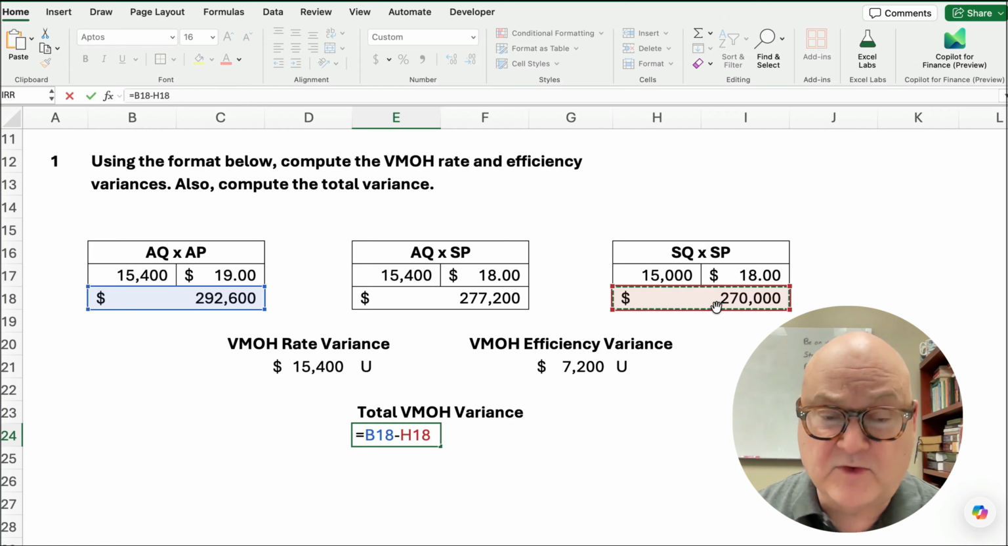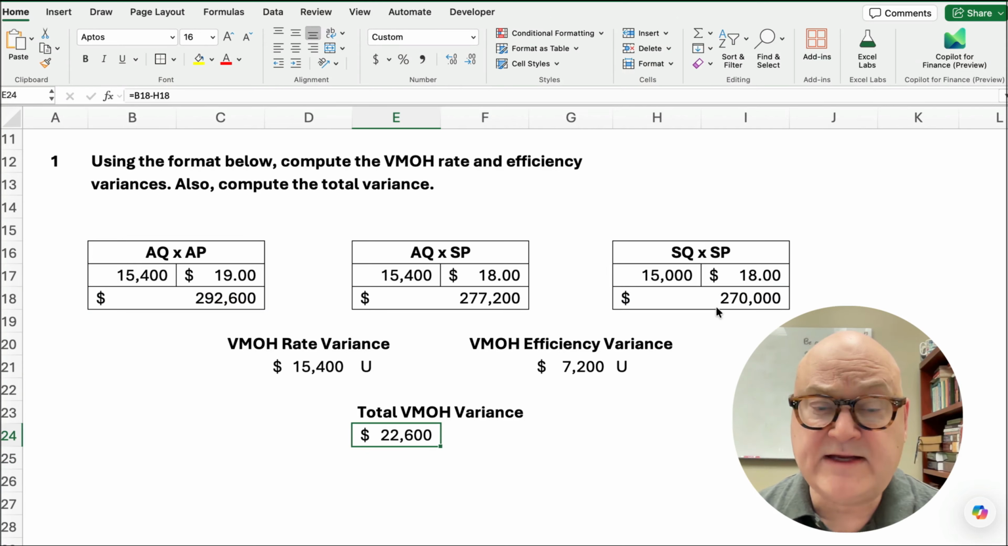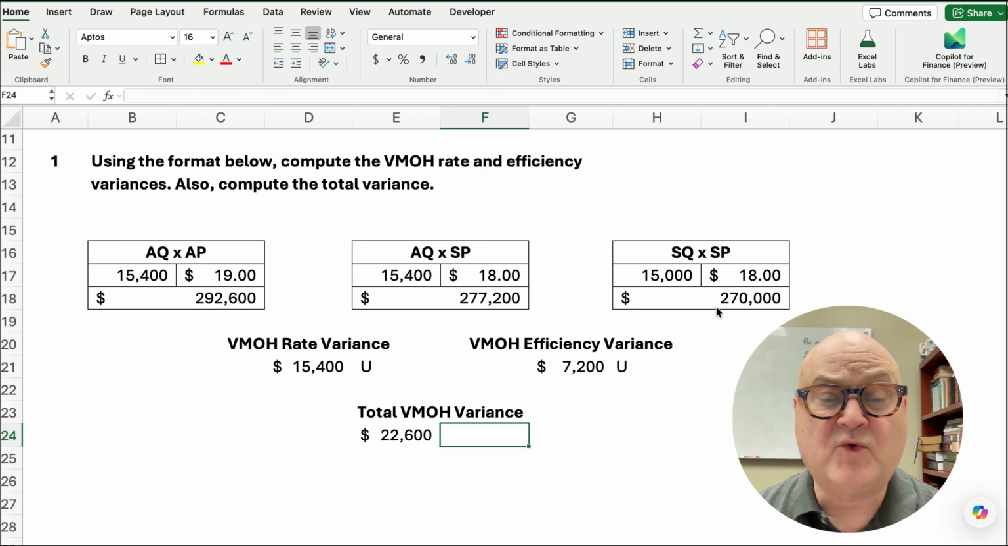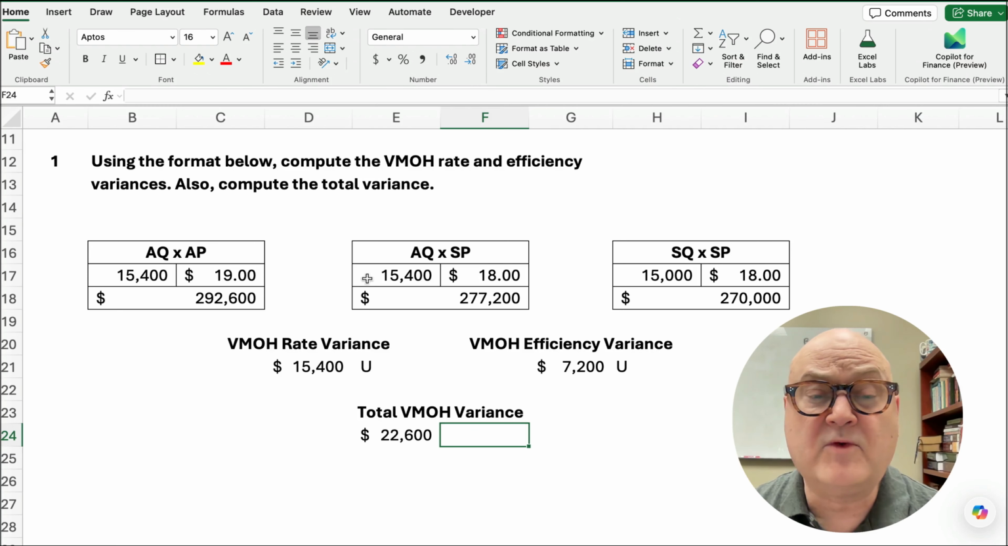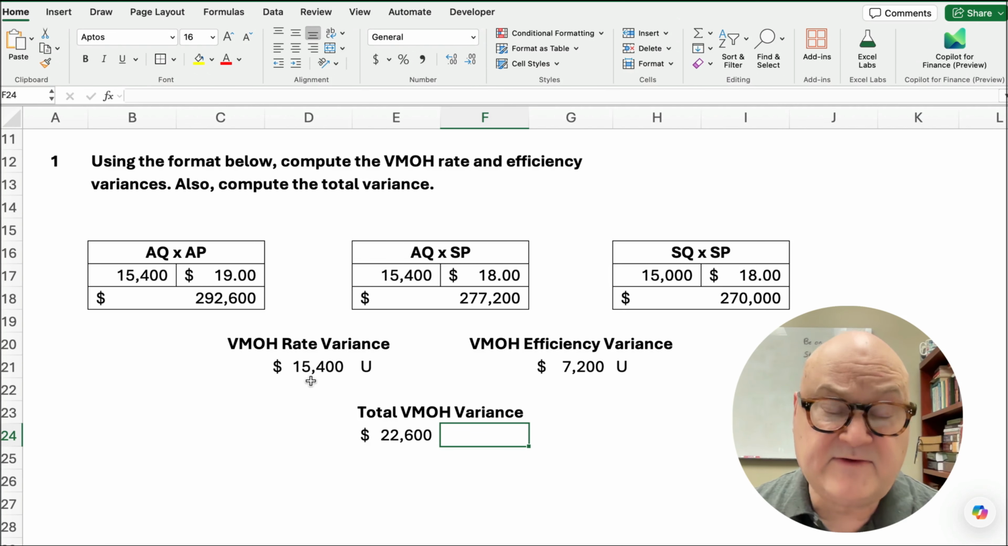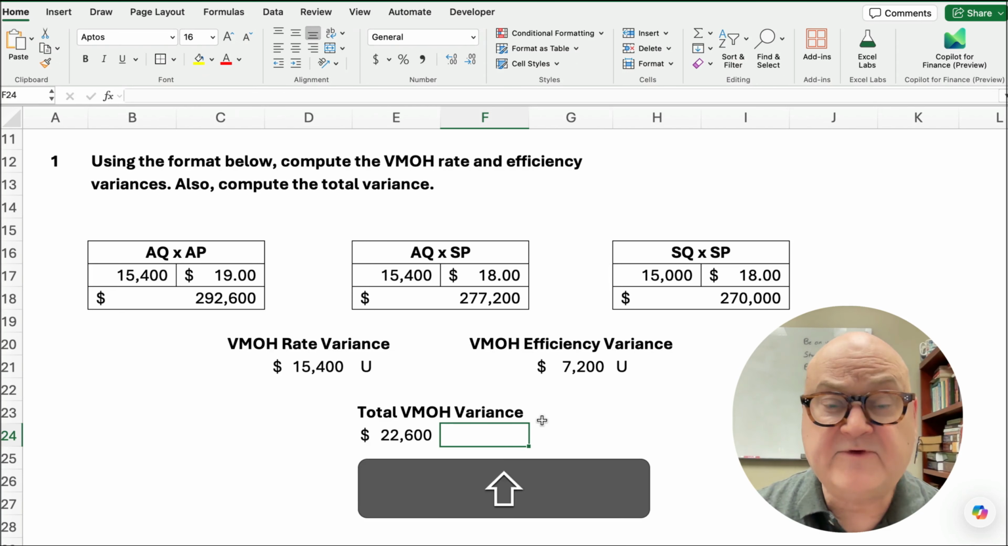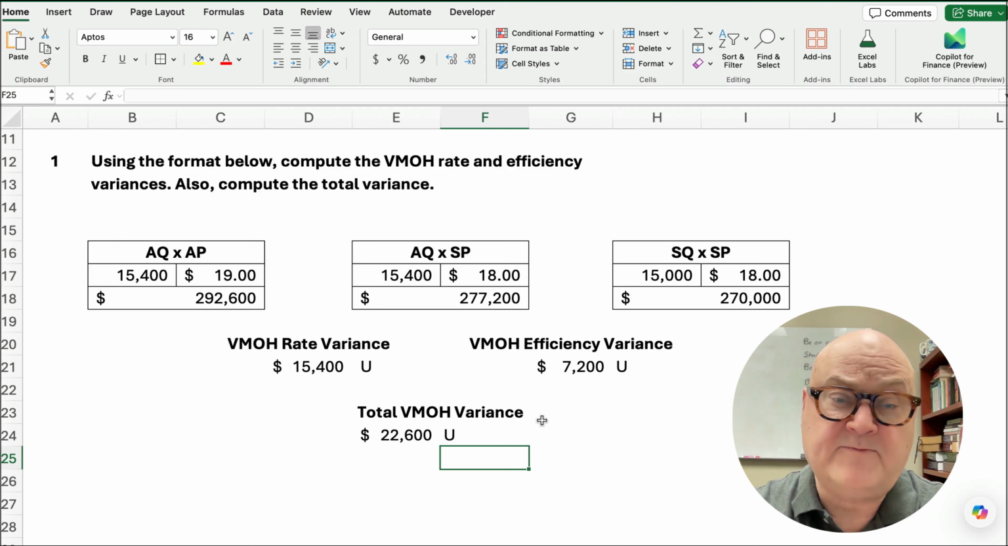So what's our total variable MOH variance, including the rate and the efficiency? That's 22,600. We spent 22,600 more than what we thought because our rates were higher and our efficiency, we were less efficient. We spent more money, taking more time, so that's unfavorable as well. So that's how you do the variable MOH efficiency and rate variance and get the total variance.